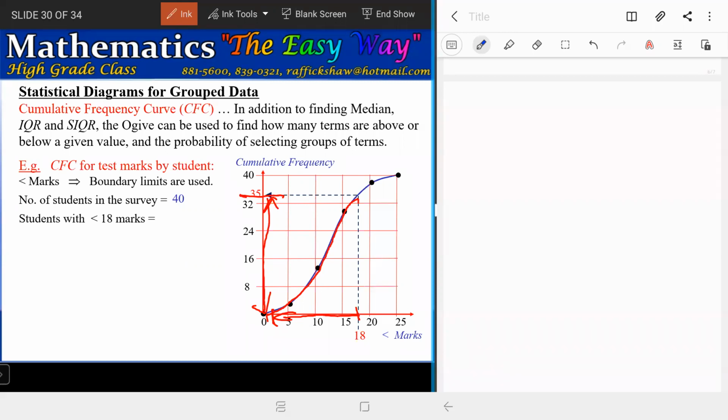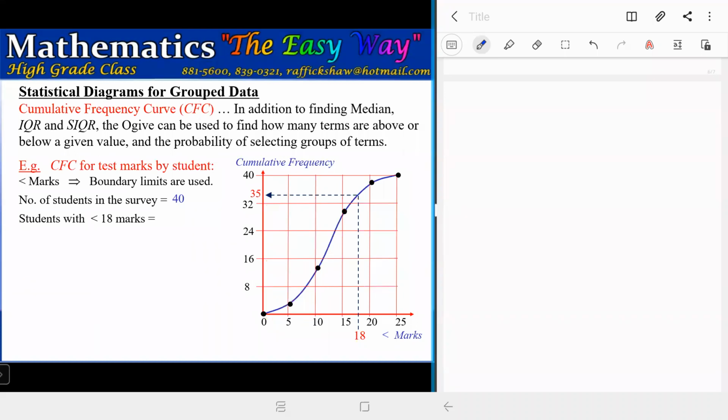How many of them score 18 or more? If 35 students score less than 18, how many scored 18 or more? 5, sir. 5 at the top. Good. 5 at the top. That's 35. Next question. How many students scored more than 9 marks? How can I find how many students scored more than 9 marks, approximately?